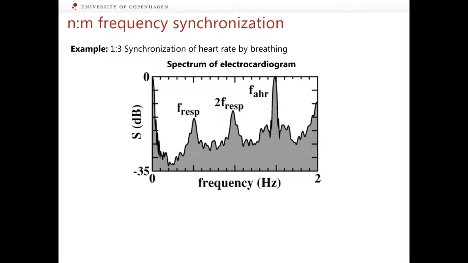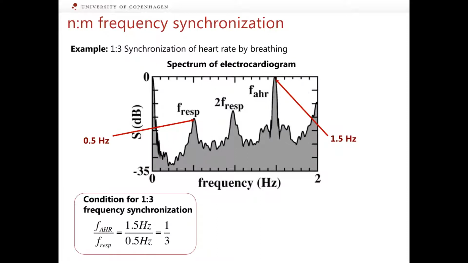Here the figure shows the spectrum of electrocardiogram, and the human breathing is at the frequency 0.5 Hz. This frequency is very well visible in the spectrum of ECG. At the same time, the frequency of the heartbeats can be seen as the central frequency of the highest spectral peak at 1.5 Hz. The condition for 1-to-3 frequency synchronization between the heart and breathing reads: the frequency of heartbeats should be related to the frequency of breathing as 1-to-3. Indeed, 1.5 divided by 0.5 equals 3.